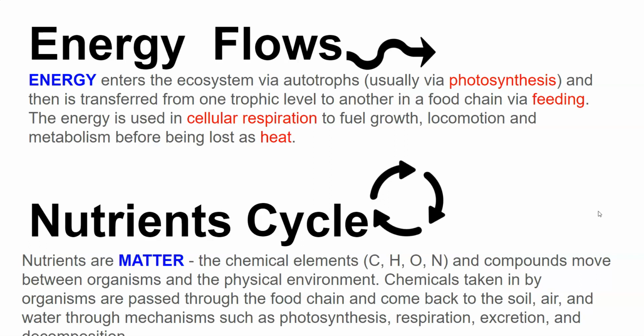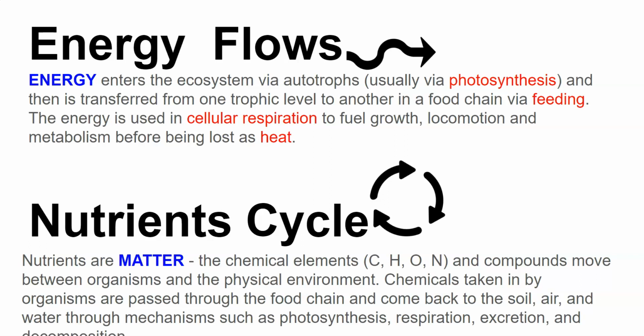And so I would write this just down or around your graphic, but energy enters the ecosystem via autotrophs, usually via photosynthesis, and then is transferred from one trophic level to another in a food chain via feeding. Trophic is referring to where you feed at, and so as we'll learn in the next notes, there are different trophic levels that make up what we call a trophic pyramid. The energy is used in cellular respiration to fuel growth, locomotion, and metabolism before being lost as heat.